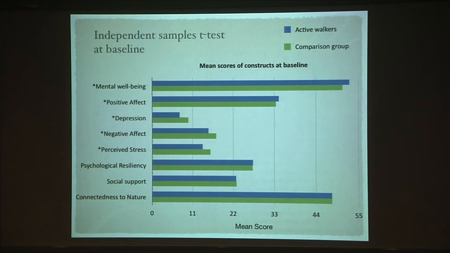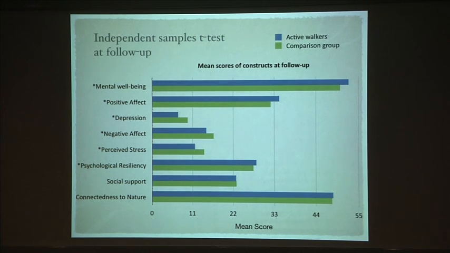The same analysis was then repeated at the follow-up data, and again, the results were almost the same. There was a significant difference in the mean scores of the 5 measures of mental and emotional well-being, in that the active walkers had better mental and emotional well-being than the comparison group. But there was one slight difference.